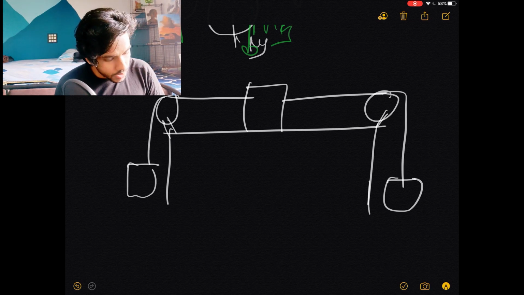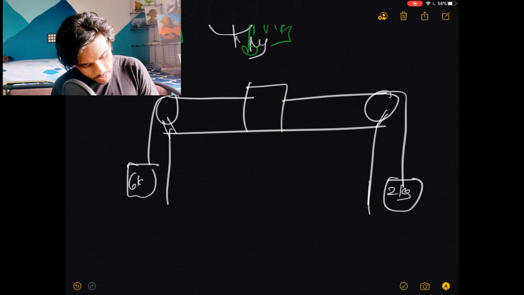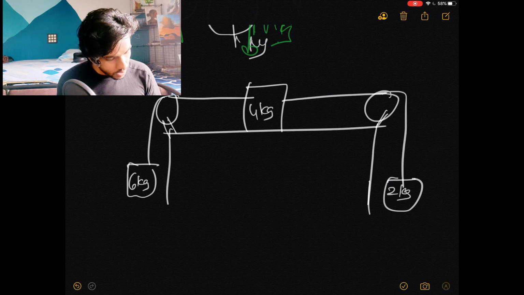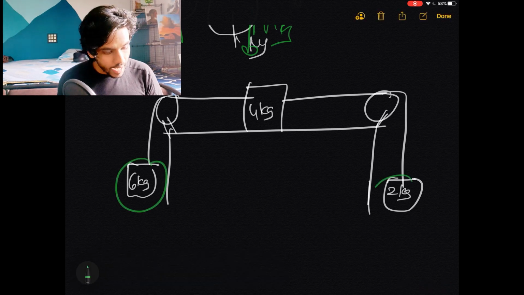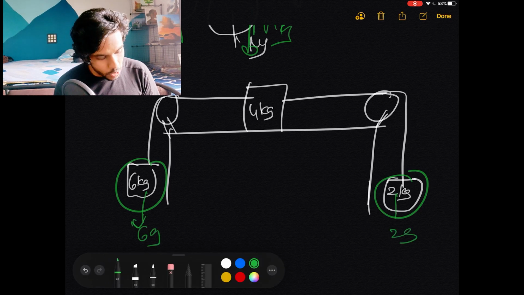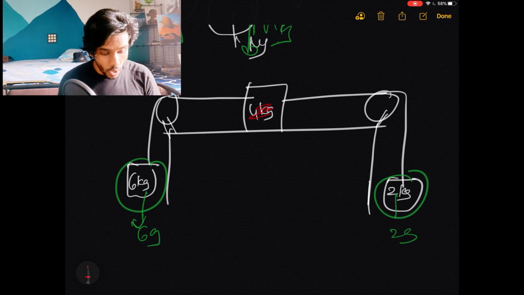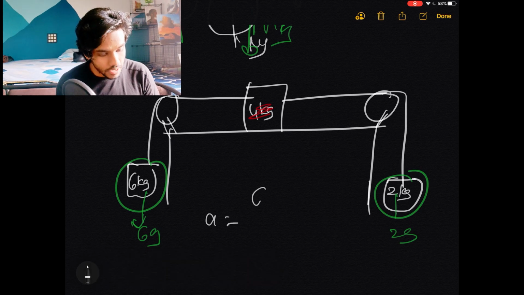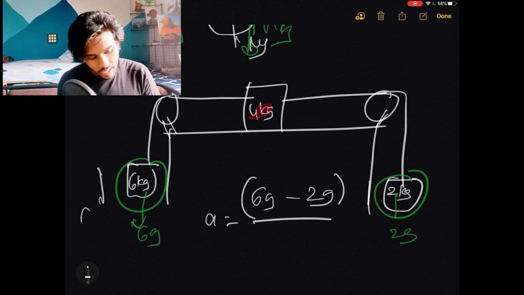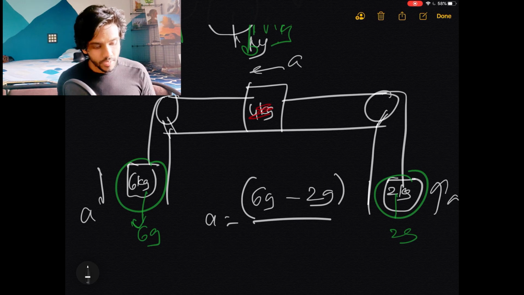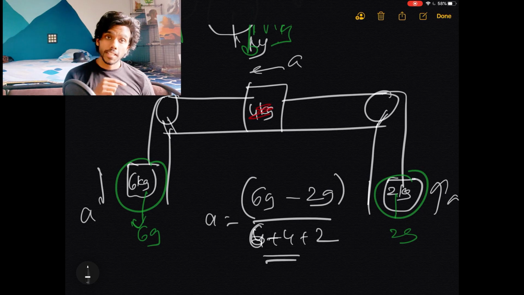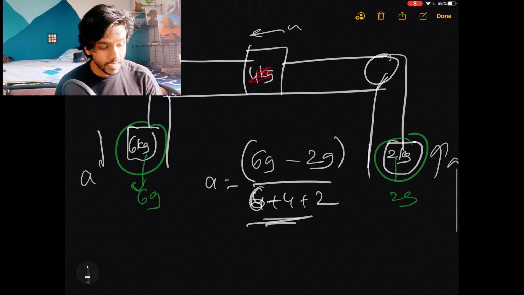Let us see. In this situation, let us take this as 2 kg, let us take this as 6 kg, and let us take this as 4 kg. Here, obviously, both 6g and 2g are trying to accelerate the system, and 4g is the one who's being lazy. So I would directly write the acceleration of the system as (6g minus 2g) by who is being accelerated? Everyone is accelerating, right? So 6 plus 4 plus 2. If you check the acceleration using all the equations, you would definitely get the same answer.